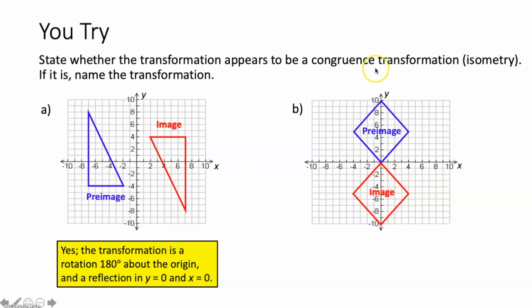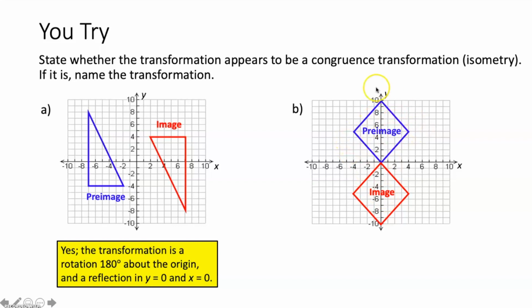Part B. First, is it a congruence transformation? Does our pre-image look to be congruent to our image? Do the corresponding sides and angles of our pre-image look to be congruent to the corresponding sides and angles of our image? Yes. So it is a congruence transformation. The only question is, what type of transformation? So I'm going from here to here.